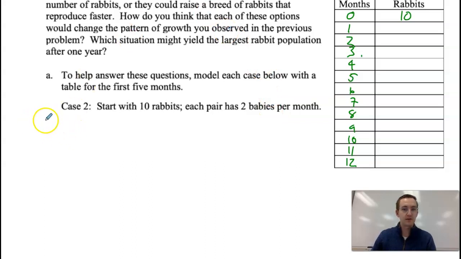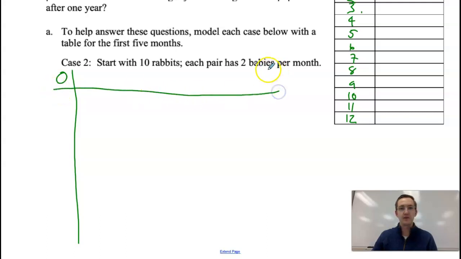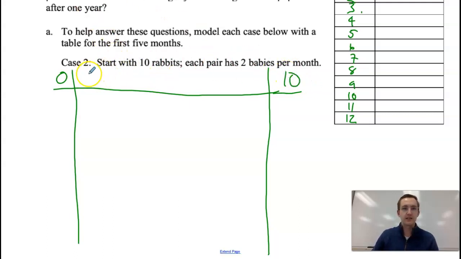All right, so let's draw a table similar to what we did before. For our initial month, we have 10 rabbits. We're going to put our total over on the right-hand side yet again. So again, we're starting with 10. Let's draw 10 dots for the 10 rabbits that we're starting with. 1, 2, 3, 4, 5, 6, 7, 8, 9, 10.